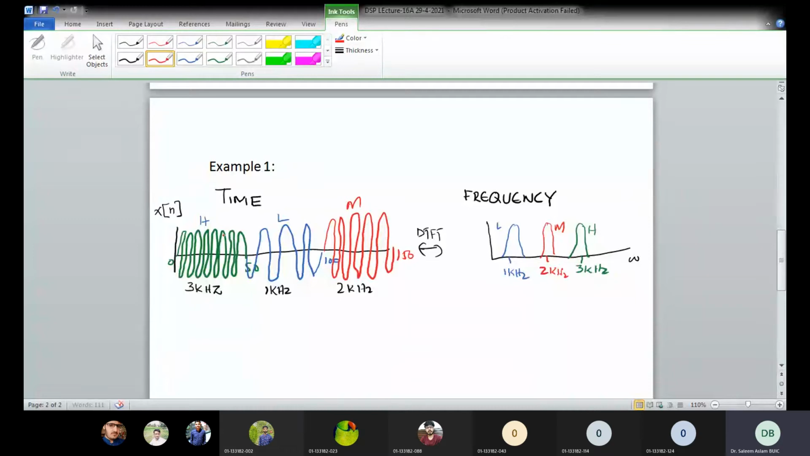This is your time domain x of n. This is X of e to the power j omega. So you can write this as X of e to the power j omega, and let's take the mod. So this is the magnitude response of the signal.